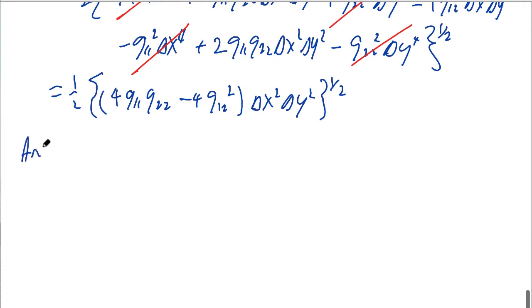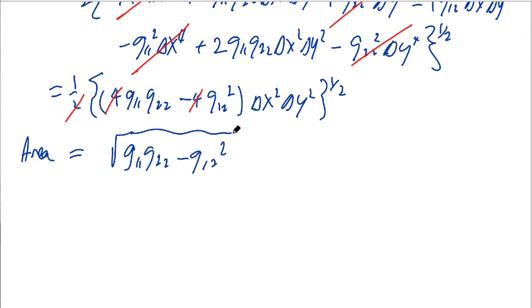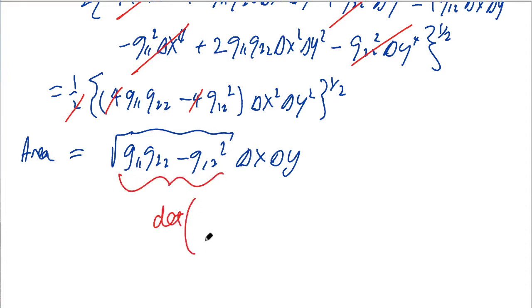So the area here, we see, of course, these 4's, when we bring them out from under the square root, cancel the 1/2 here. And we can also bring the delta x and delta y out. And we're left with the square root of g11 g22 minus g12 squared times delta x delta y. Now this combination of metric components under the square root you should recognize immediately as the determinant of the metric, the determinant of g11, g12, g12, g22.